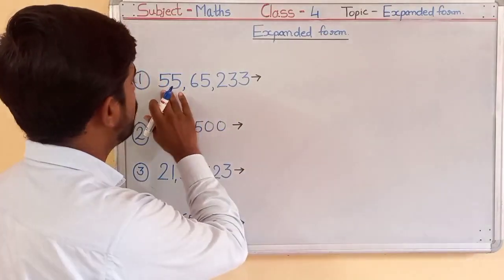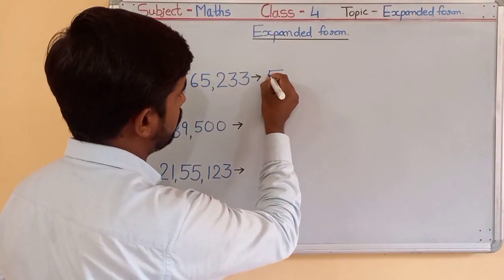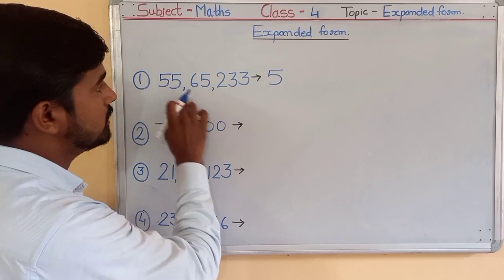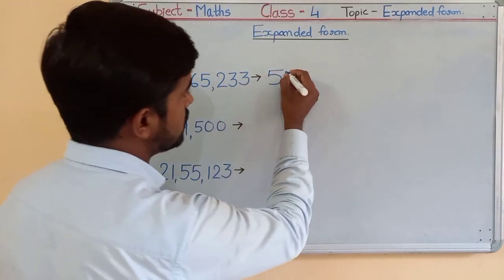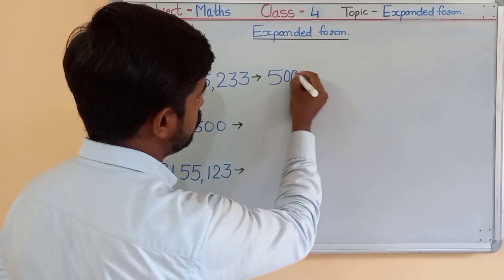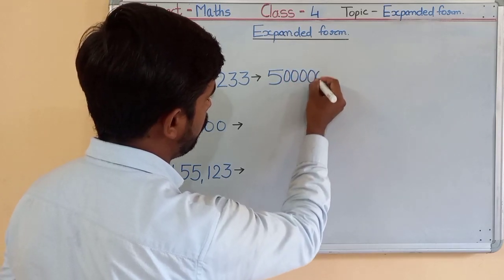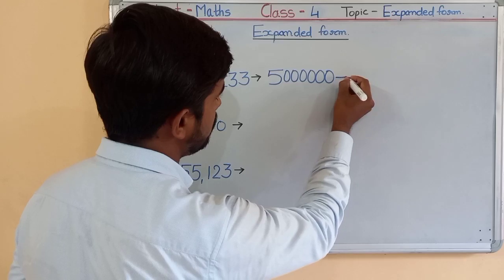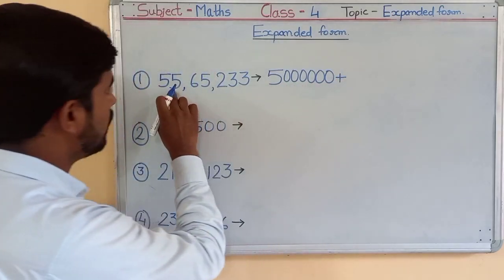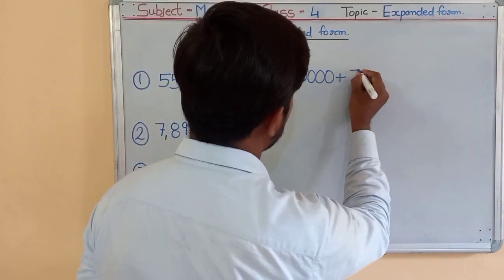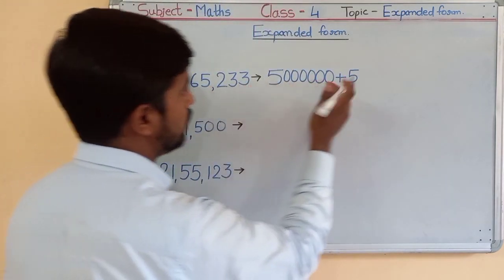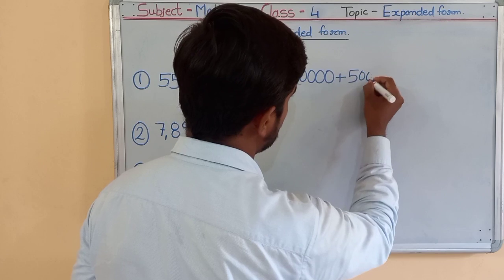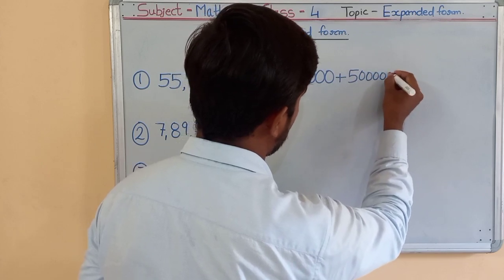First write this 5 and count the digits behind the 5. 1 2 3 4 5 6. So place 6 zeros. Okay, children. Now on the second, again write this 5 and count the digits. 1 2 3 4 5. Place 5 zeros.